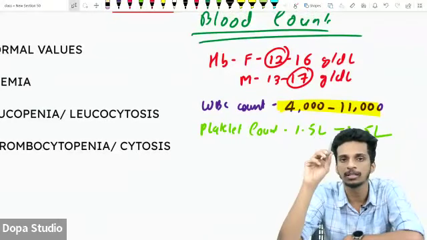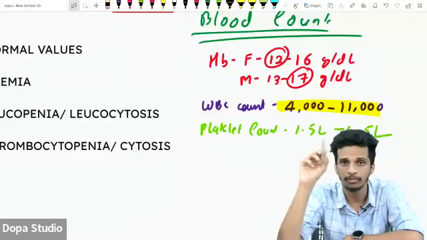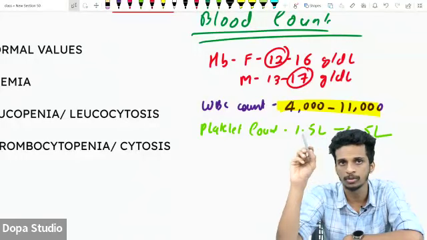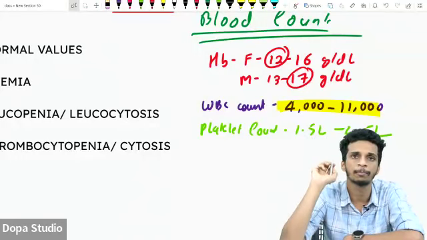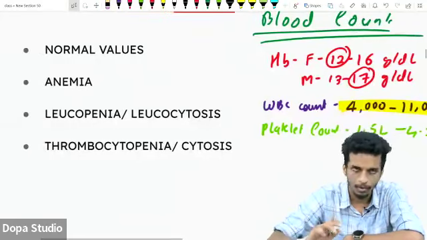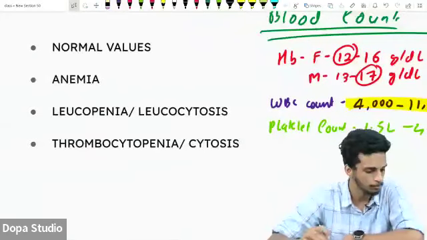So for hemoglobin, it is 12 to 16 in females, 13 to 17 in males. For WBC count, it's 4,000 to 11,000. And for platelet count, it is 1.5 to 4.5 lakh. So this is about the normal value.